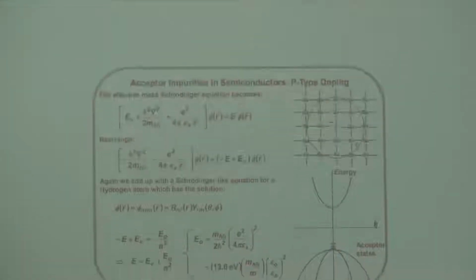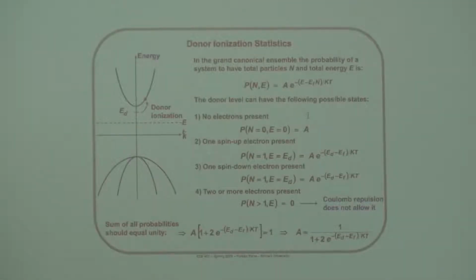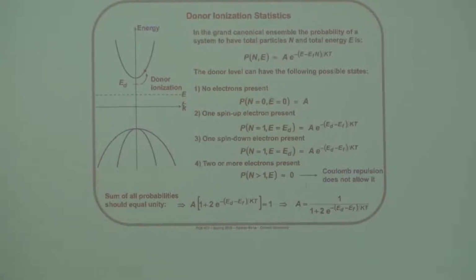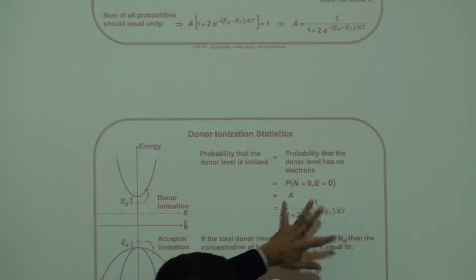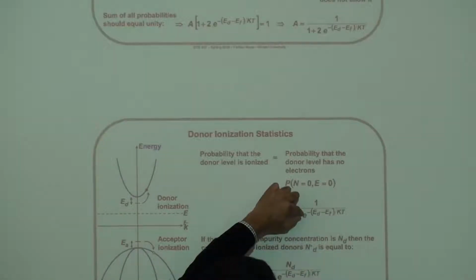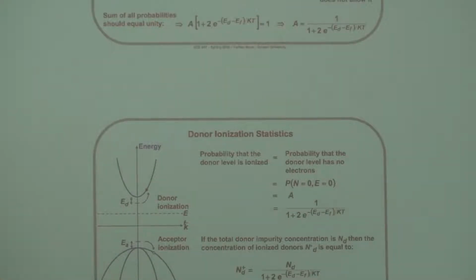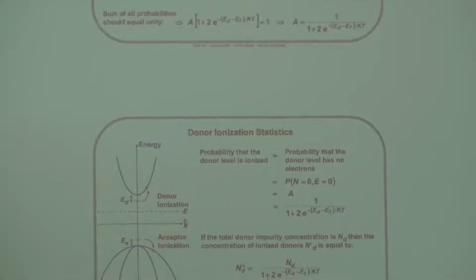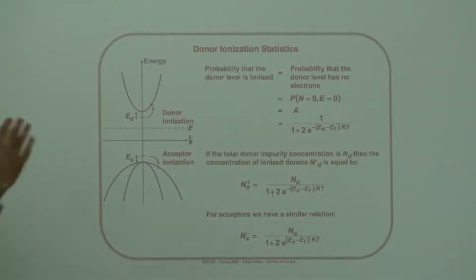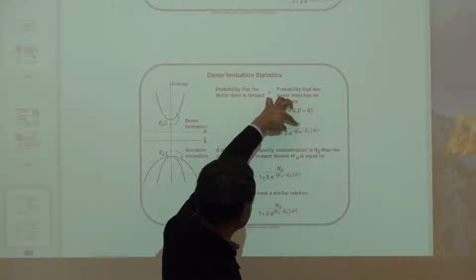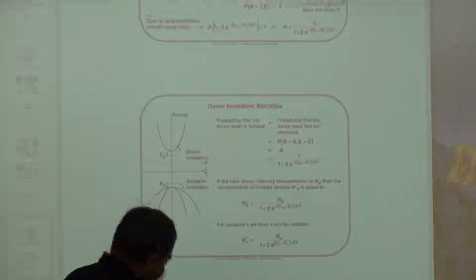These are the states that form. I'm going to get to the physics of it later, but here's essentially the ionization statistics. If I want to find Na minus or Nd plus, these factors look like the Fermi-Dirac distribution, 1 over 1 plus something, but there's a factor of 2 here that comes from the fact that I can't have 2 electrons in the same donor site. It's because of Coulomb or Hubbard repulsion, you can't have it, so you get this factor. This is the factor that I was writing over here.